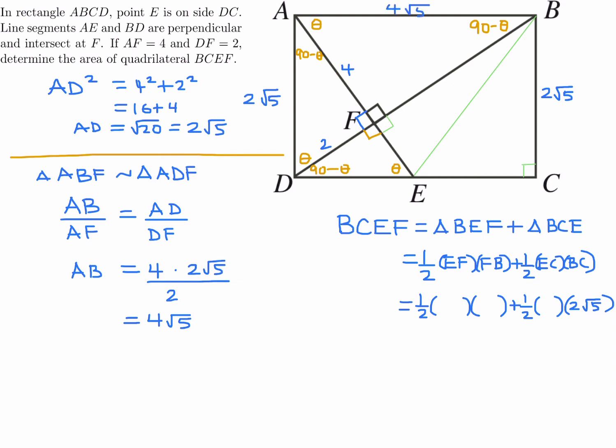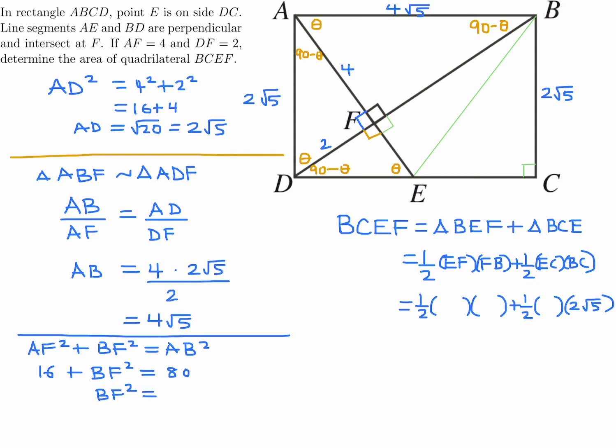So let's put that in there, 4 root 5. Okay, so now I think we can get this side pretty quickly with just Pythagoras. So that's going to be just AF squared plus BF squared is equal to AB squared. AF is 4, so that's 16, plus BF squared. AB is 4 root 5. So if you square it, you get 16 times 5, which is 80. So therefore, BF squared is 64, and therefore BF is equal to 8. So I've got another piece of the puzzle. This is 8 right there.